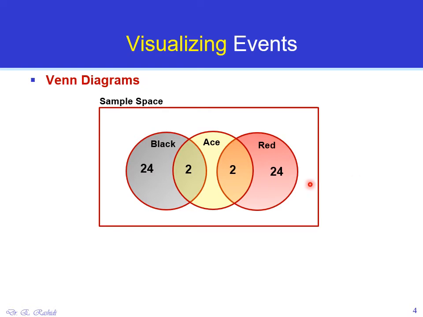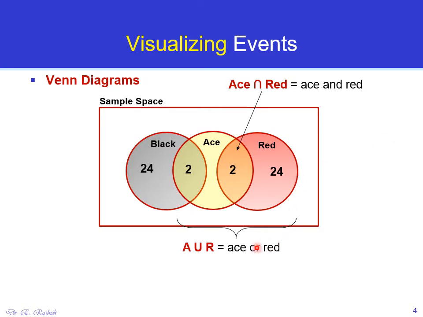Of course, there is no red and black card. So that's why these two circles for red and black don't intertwine. So the intersection between ace and red is an ace and red card. And also we can find the union of these two events. So an ace or red.